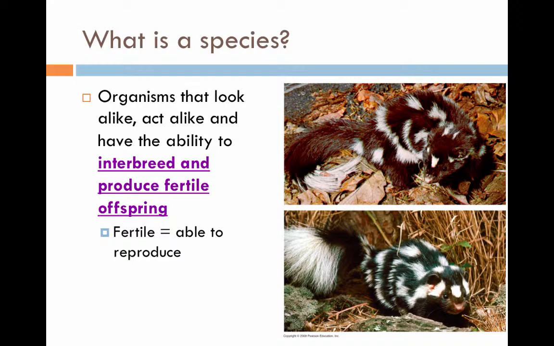So organisms in a species have to be able to have babies that can also reproduce. In the picture to the right, there are two different species of skunks. Looking at the picture quickly though, you'd think that they were the same species because they kind of look alike, they probably act alike, but they cannot produce fertile offspring. They cannot produce babies that are healthy. As a result, they are considered two different species of skunk.